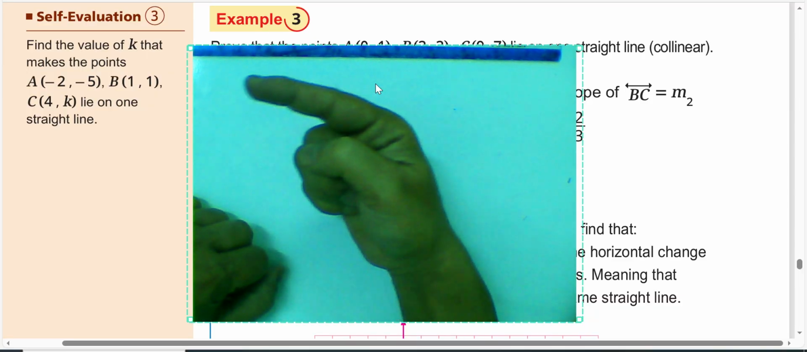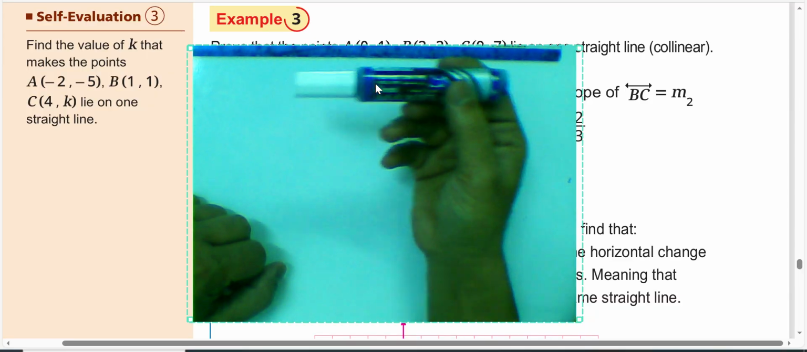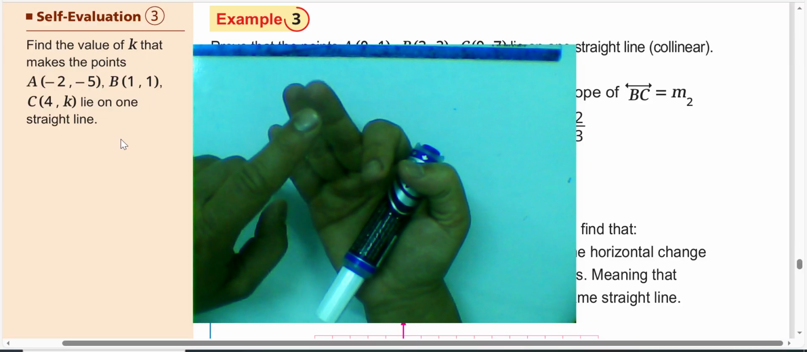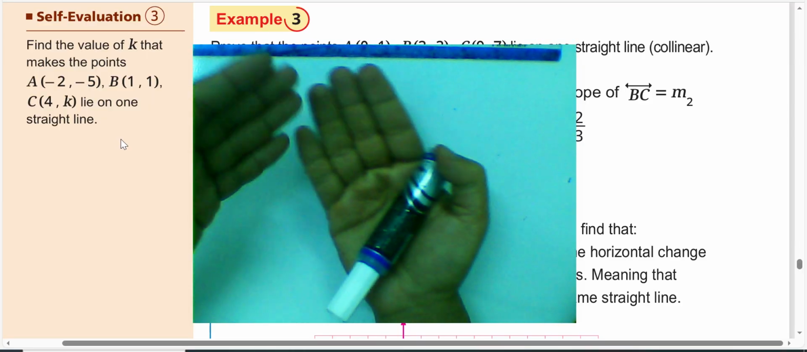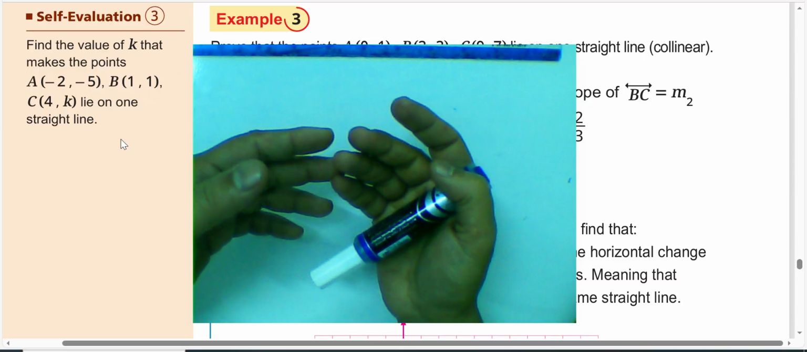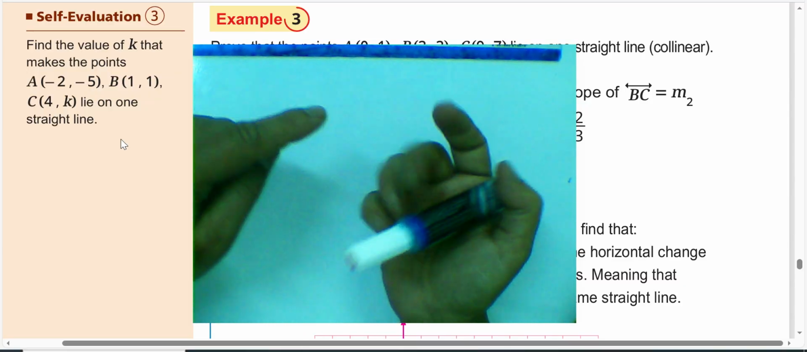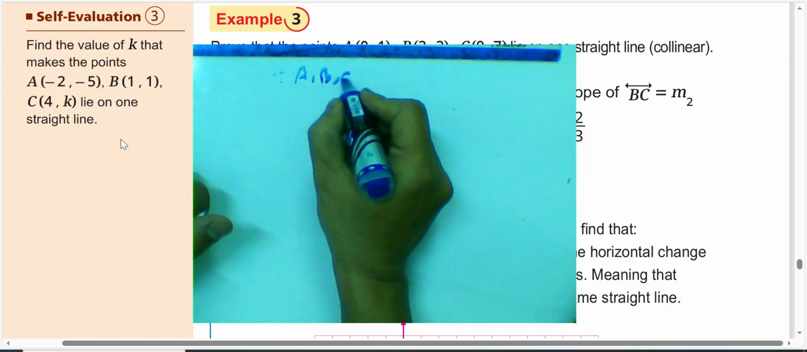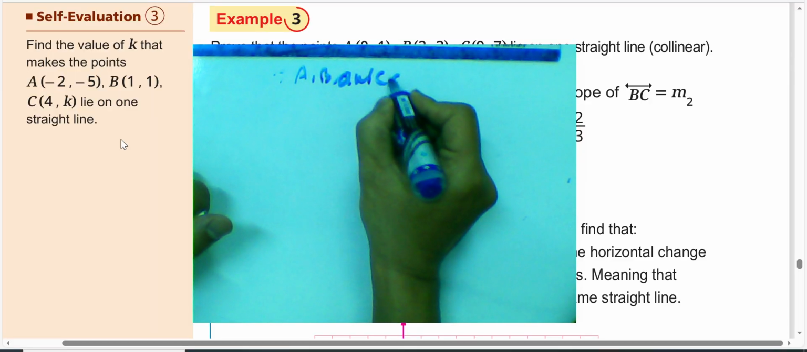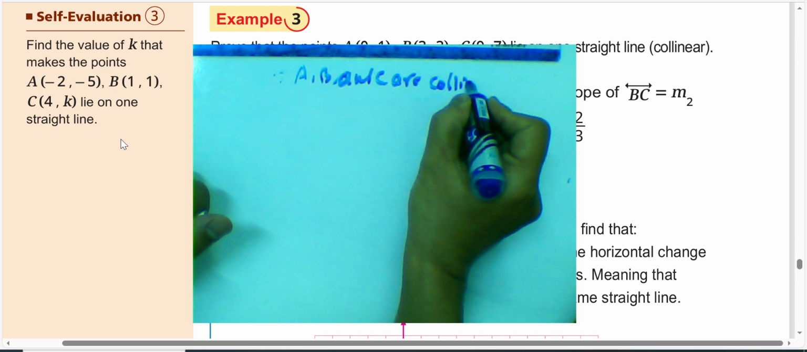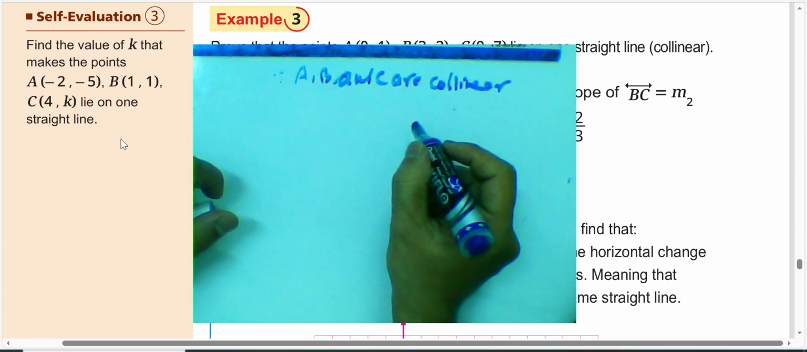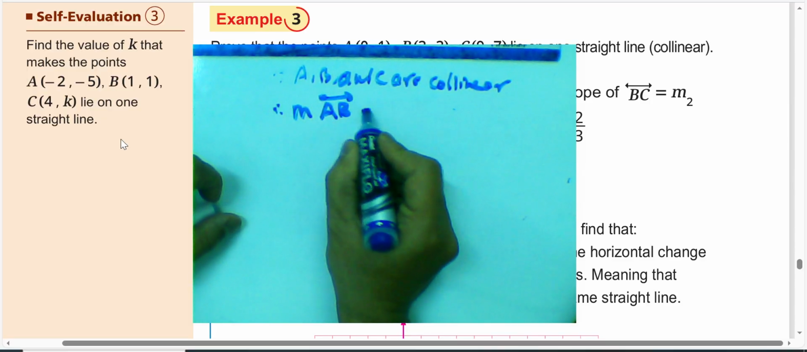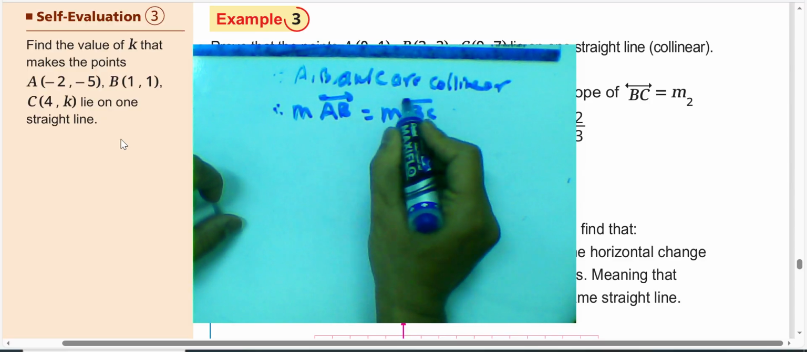This question, self-evaluation number 3. Find the value of k. Listen, find the value of k here. Given A, B and C lie on the straight line. Lying on a straight line means collinear. Collinear means the slope of AB equals the slope of BC. Such that A, B, and C are collinear on the same straight line, meaning the slope of AB is equivalent to the slope of BC.